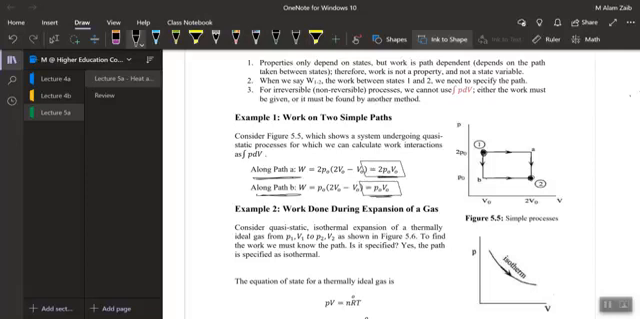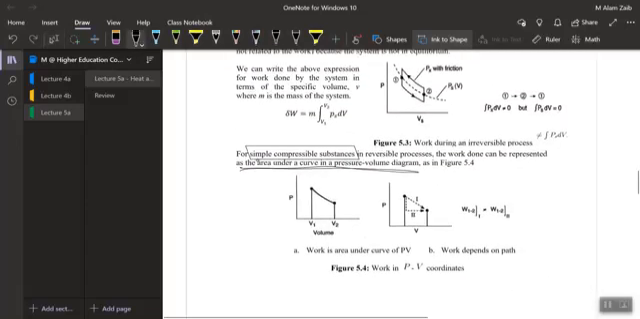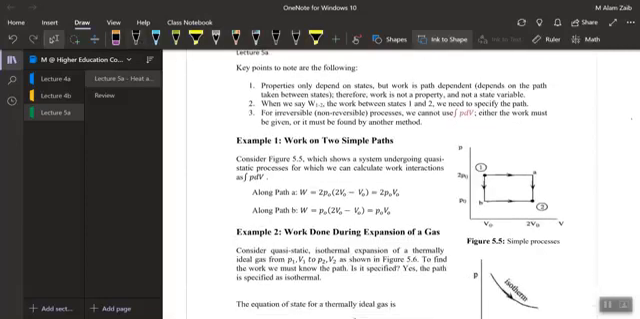So that means work done is a path dependent property. When we say work done from 1 to 2, we must specify the path of the system. So work is a path dependent property. Again, I'm saying work done is a process dependent property. Now, it was written somewhere above here: for a simple compressible substance in a reversible process, the work done can be represented by the area under the curve on a PV diagram. So we have got the PV diagram over here, and the work done is equal to the area under the curve.